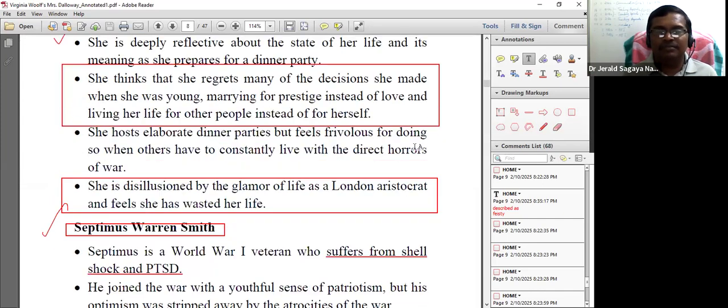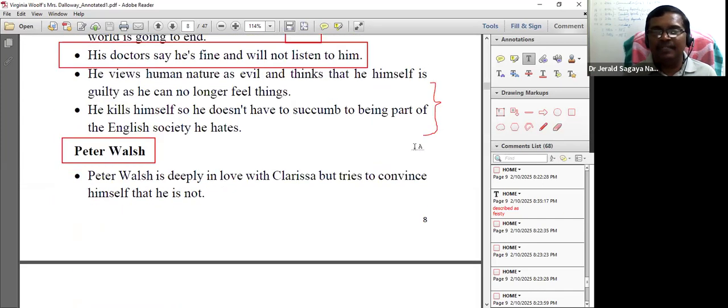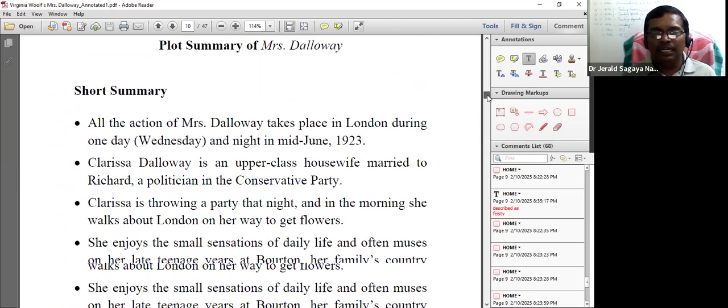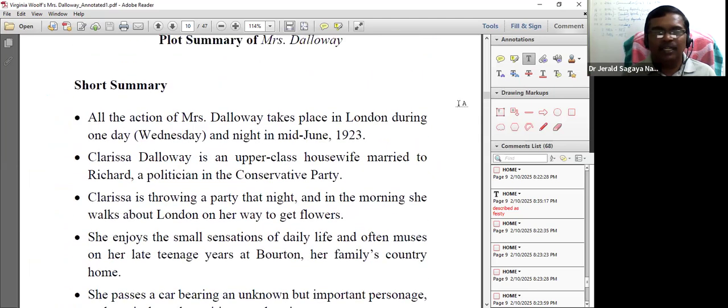Is that all right, teachers? Did I make things clear? Yes, sir. Suppose if there is a question on how the novel is structured, it has no chapterization. That is very important because it's a modern novel.